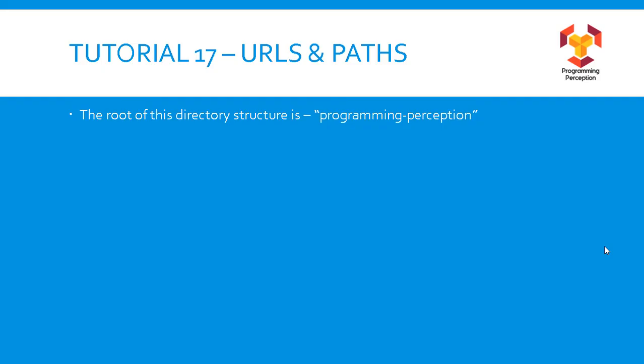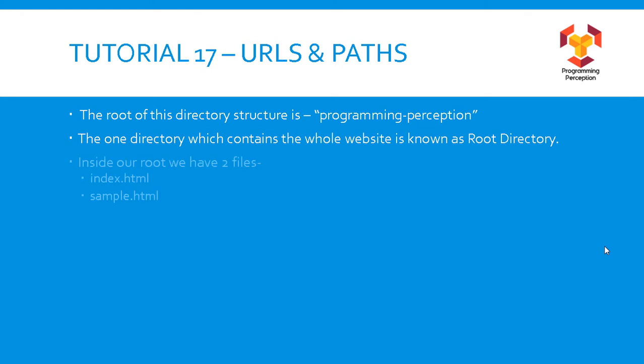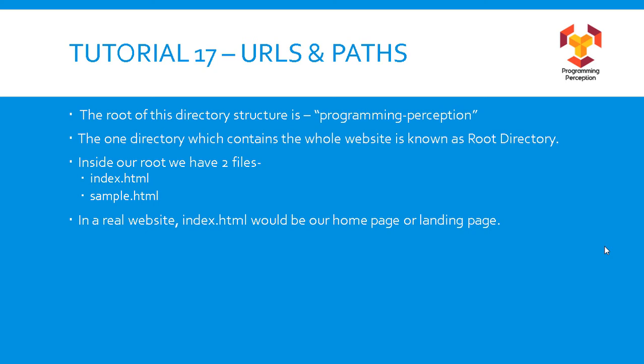The root of the directory structure that we have seen was Programming Perception. The single main directory which contains the whole website is known as the root directory, right? Inside our root directory, there were two files, index.html and sample.html. In a real website, index.html would be our home page or landing page.